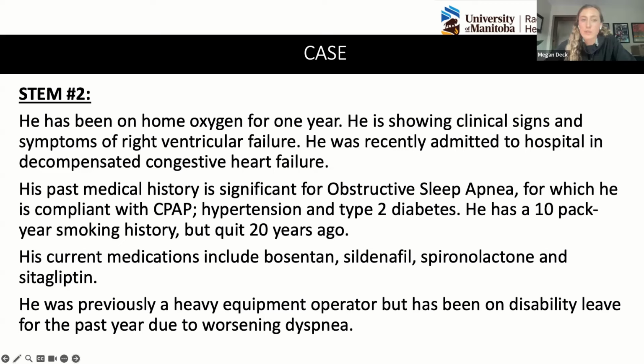His past medical history was significant for obstructive sleep apnea, for which he was compliant with CPAP, hypertension, and type 2 diabetes. He had a 10-pack year smoking history, but quit 20 years ago. His current medications included bosentan, sildenafil, spironolactone, and sitagliptin. He was previously a heavy equipment operator, but had been on disability leave for the past year due to worsening dyspnea.